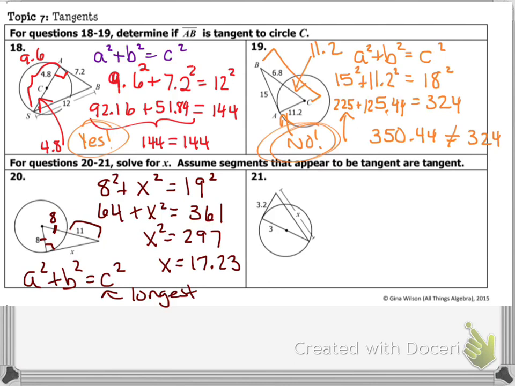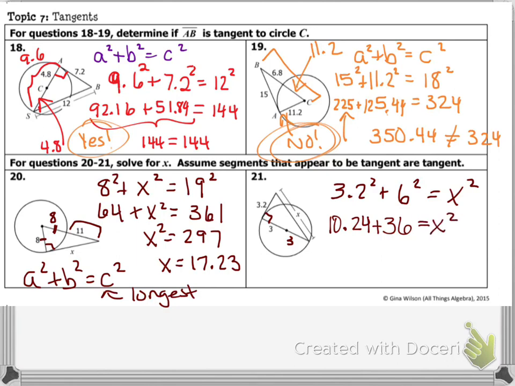Number 21 has a radius of 3, so the diameter should be 6 altogether. So for my Pythagorean theorem here, this is where my right triangle or right angle should be. So we have 3.2 squared plus 6 squared equals x squared. And let's make sure that that is happening. 3.2 squared. They're not making it easy on us, huh? 10.24 plus 36, because that's what 6 squared is, equals x squared.